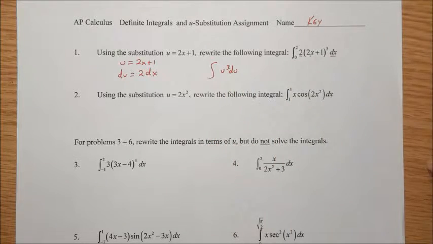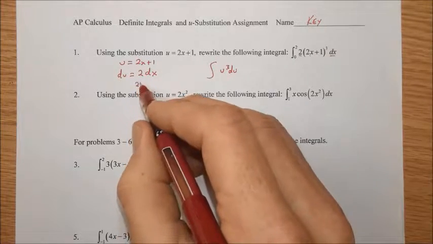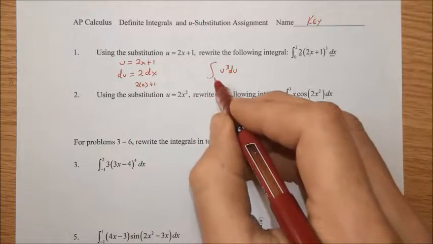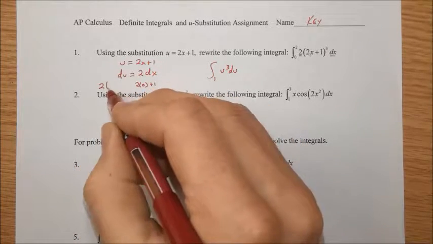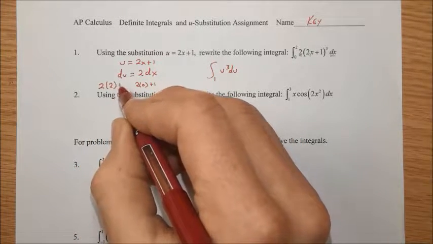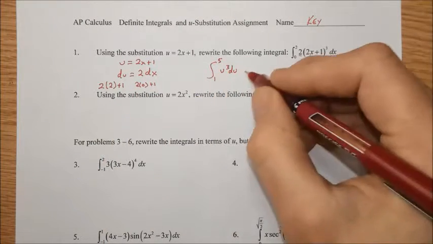Last step, change the bounds. 0 plugged in, so we have twice 0 plus 1. New low bound is 1. 2 plugged in for x gives us twice 2 plus 1. New upper bound is 5. And we're done.